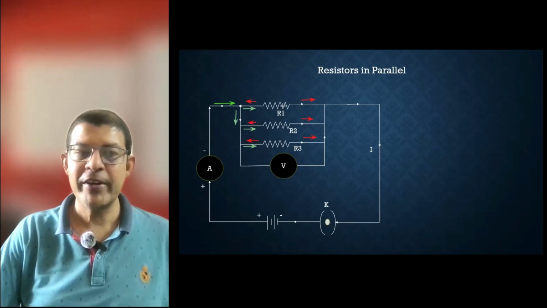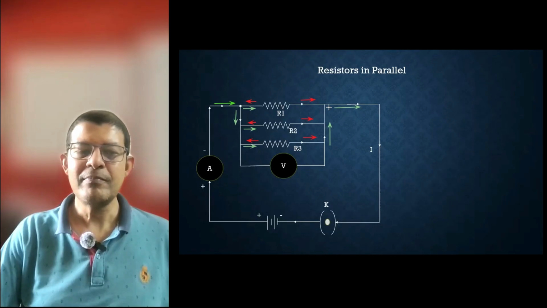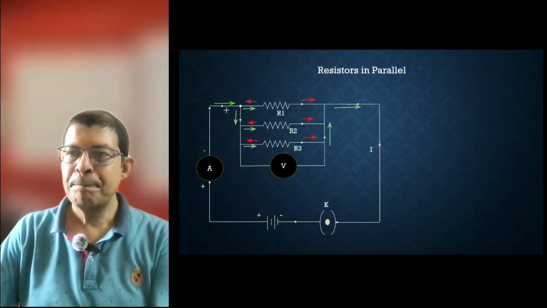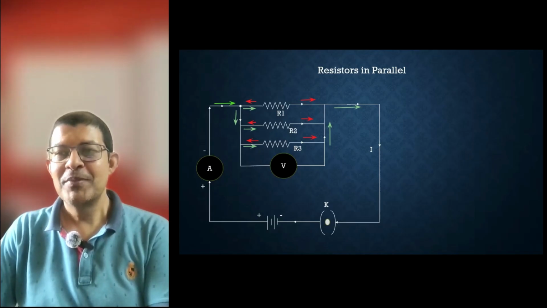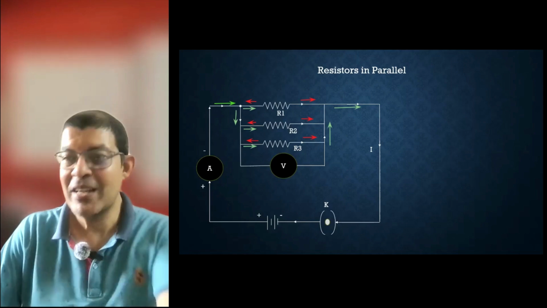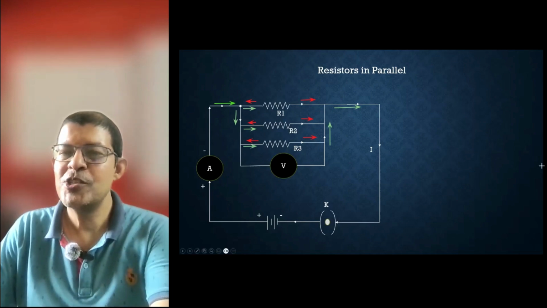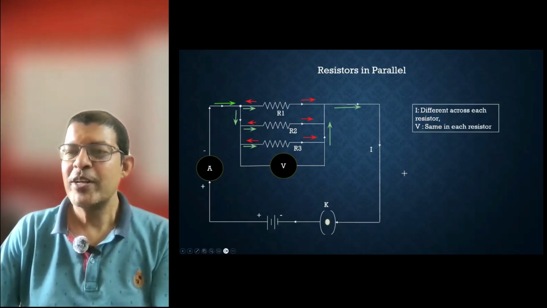Right? So R1 will have a different current, R2 will have a different current, R3 will have a different current. Then finally the current will come out here and get back as I only. The same current I will get added at this junction. This is a parallel connection, wherein the voltage across all the resistors remains same, but current changes this time. Current is different, voltage is same.